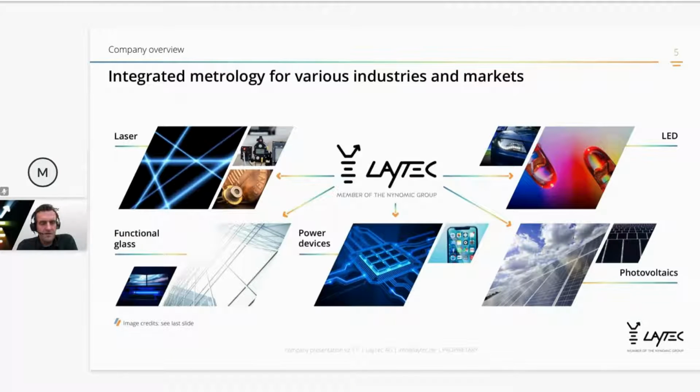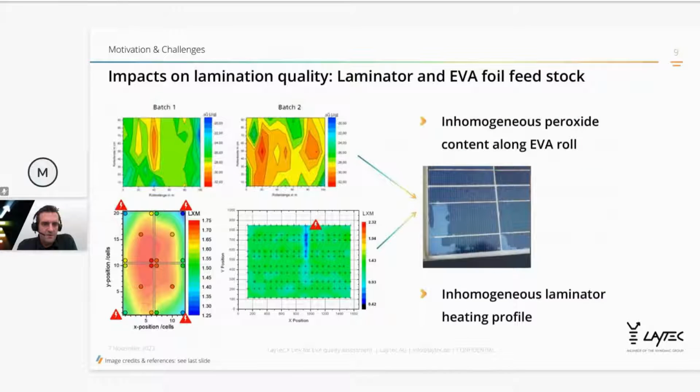The core markets, also as Miguel just said, is epitaxy processes. So LaTeX grew big with the introduction of LEDs in the industrial production. Later on, laser and power devices followed.